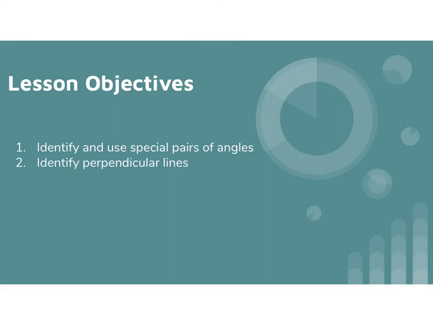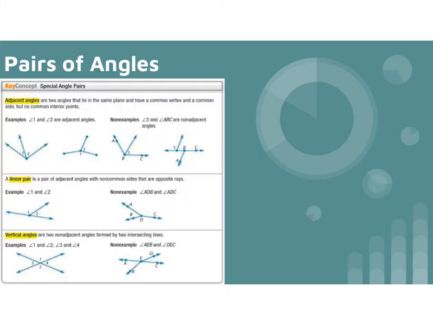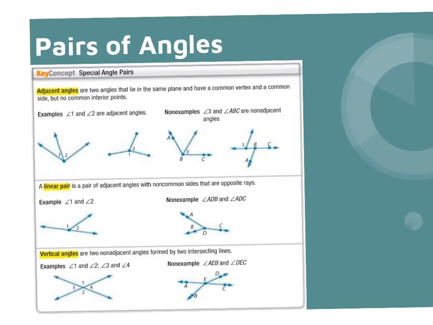Our lesson objectives for today are to identify and use special pairs of angles and to identify perpendicular lines. So go ahead and write those down in your notebooks. First off, special pairs of angles. So we're going to look at a few different pairs.